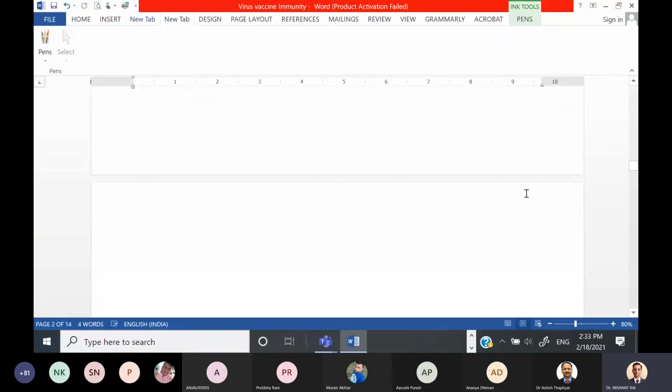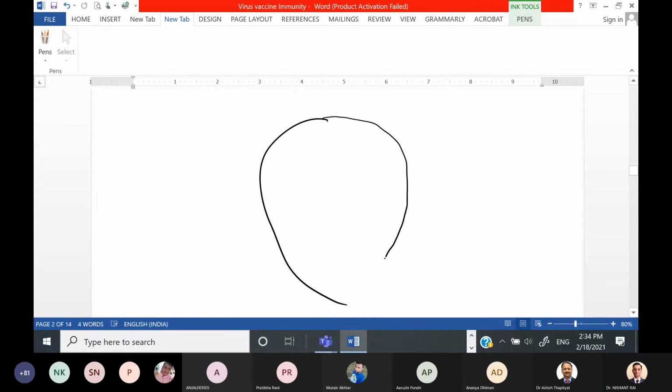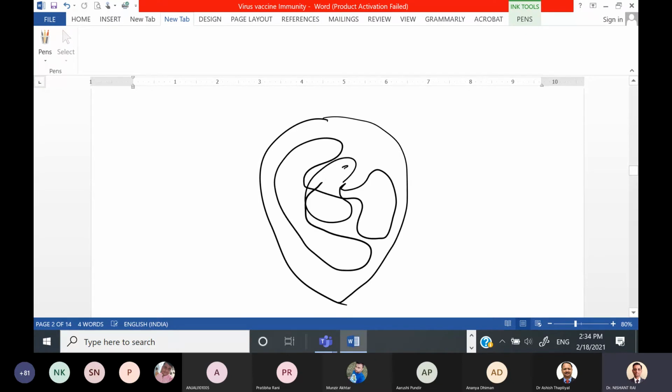Okay, so let me make a picture. This is the embryo, this is the yolk sac, this is the chorioallantoic membrane, there is the amnion. Then you will find the air sac somewhere here, and the outer layer is the shell, followed by the shell membrane. This is the yolk sac. It is for the nourishment of the growing embryo.